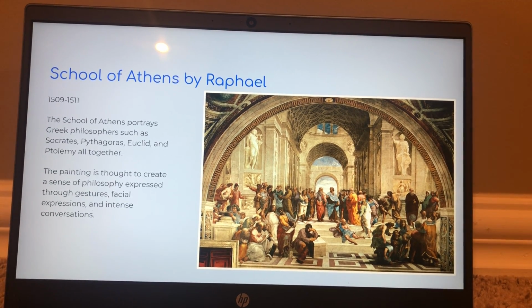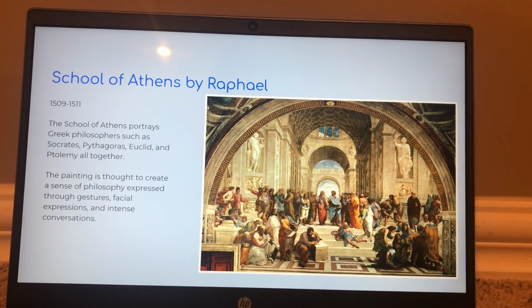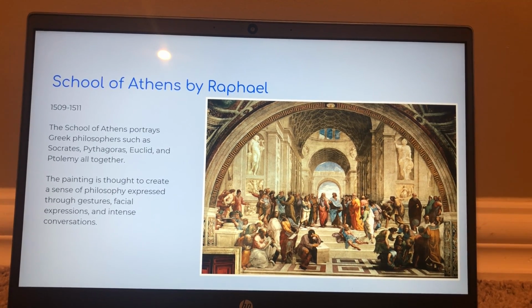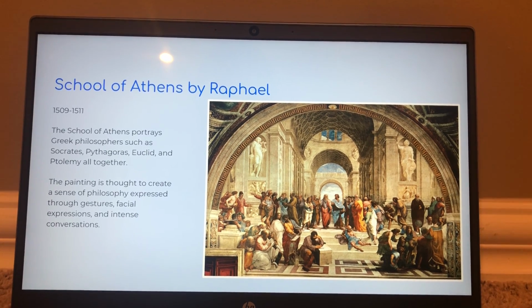At the center of the School of Athens is Aristotle, who is located on the right, and Plato, who is on the left. These two are extremely important in creating different ways of thinking, and their different philosophies were later incorporated into Christianity ideas.